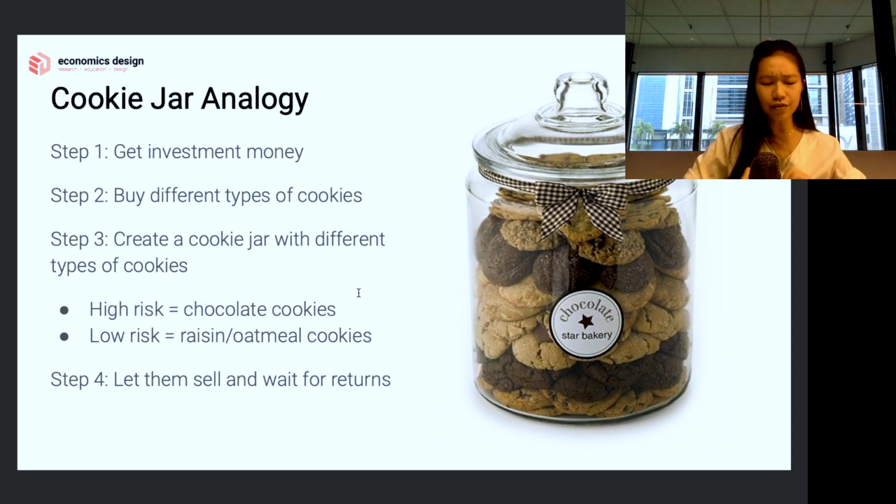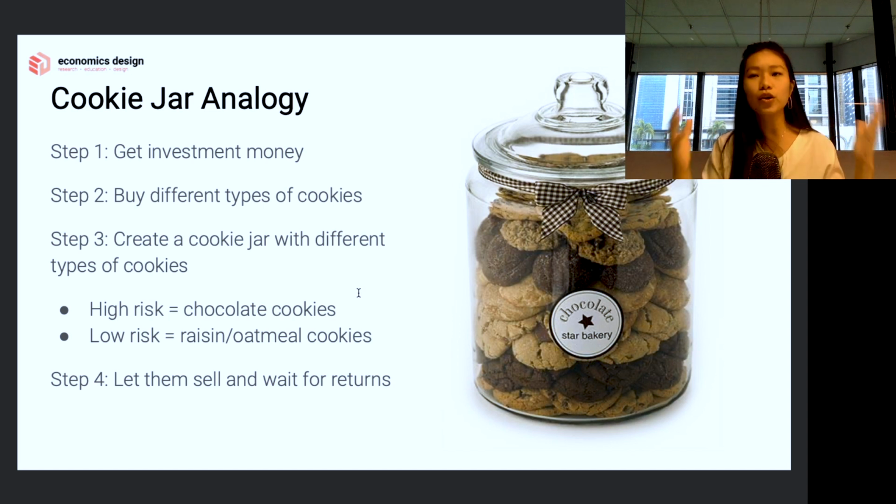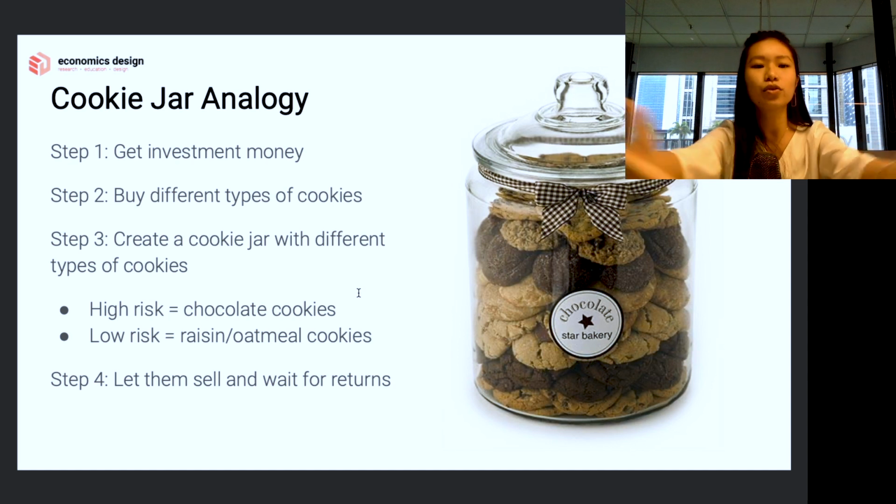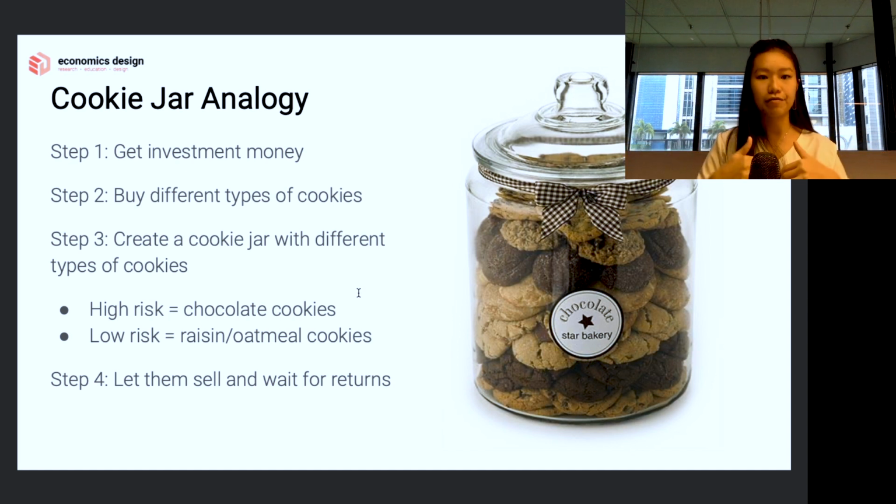Everyone's like, yes, I love cookie jars. So they give me money. I take this money and what do I do? I go and buy cookies. So I could buy chocolate chip cookies, macadamia nut cookies, oatmeal raisin cookies, plain cookies. I have a lot of different cookies. So now my table has a lot of these different cookies. And I buy these cookies from people's investment money. Or they invest in me.